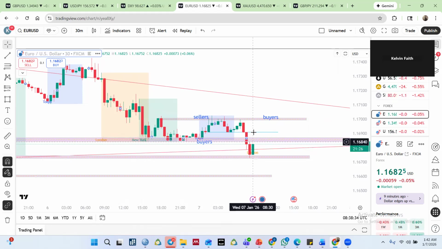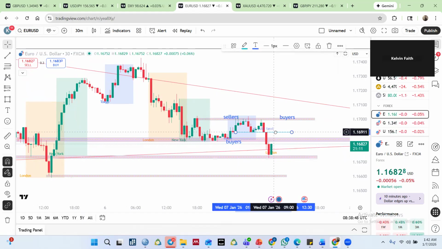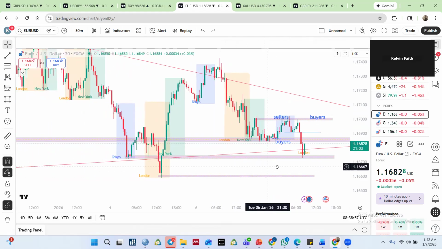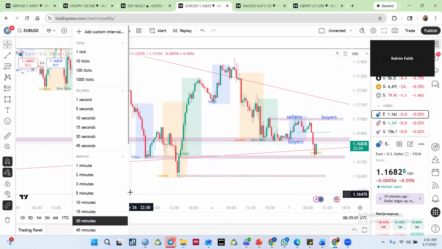Once that closes, I'll be sure that this is a perfect support that has been formed. If it closes, I need two 30-minute candles to close. Once that happens, then I'll be good. If not, price will just move up and retest this area and still drop. So I need that to happen.